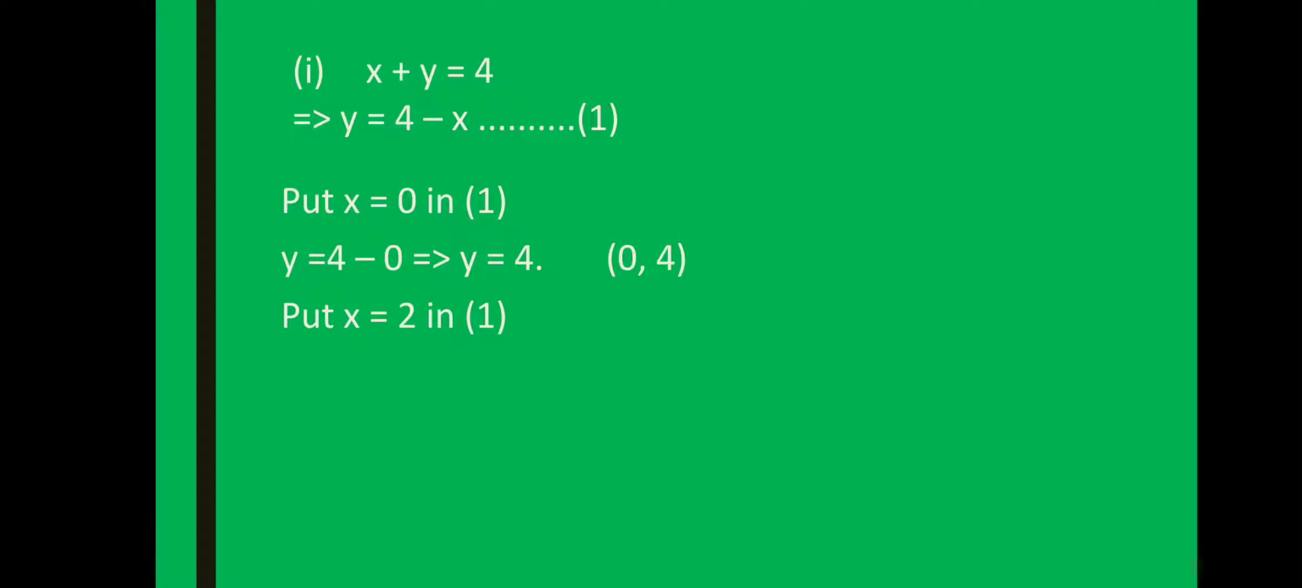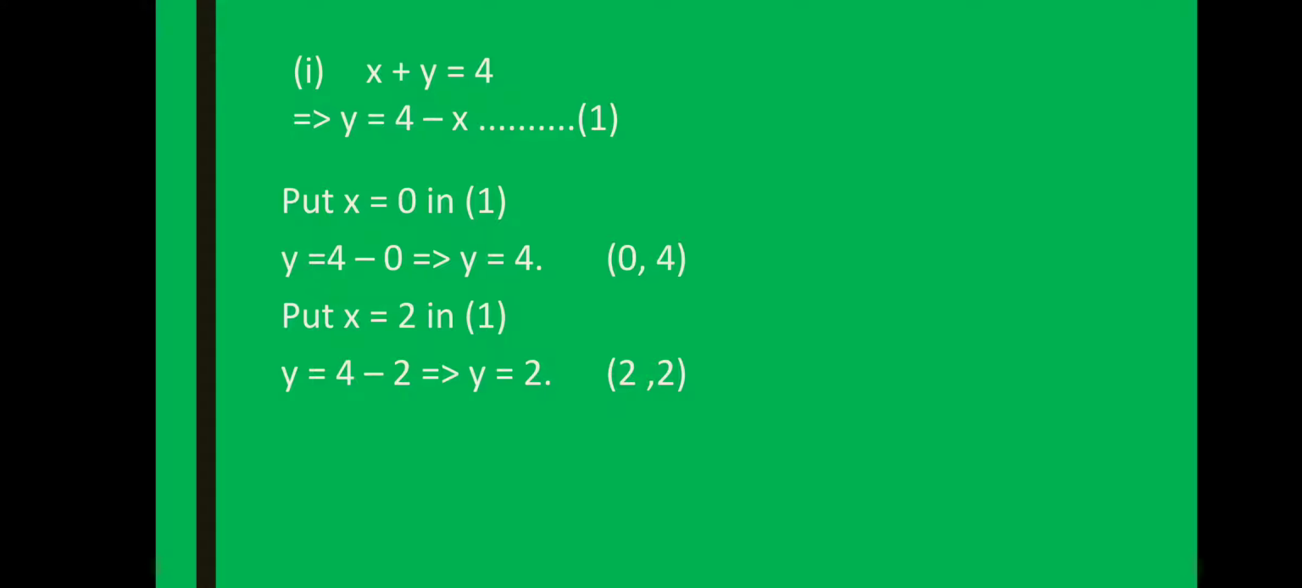Okay, the first point. You may say that in the graph it is a point, and in general we say that it is a solution of the equation, and for the graph it is a point. Now put x is equal to 2 in equation 1, then we get the value of y is equal to 4 minus 2 is equal to 2.